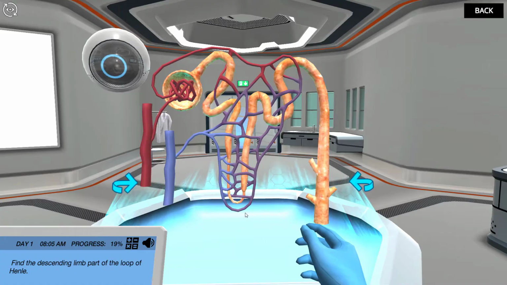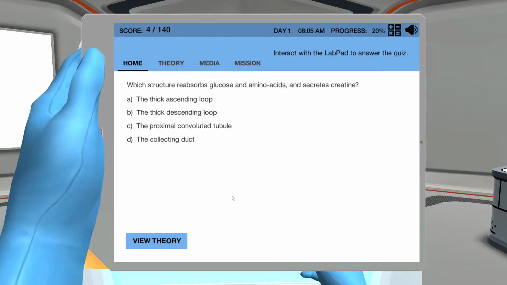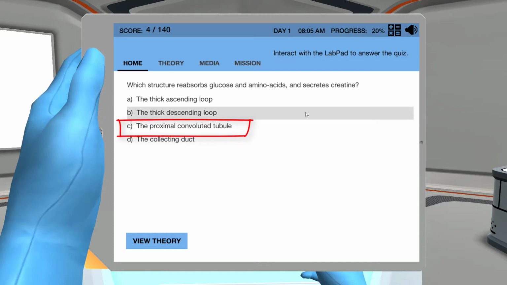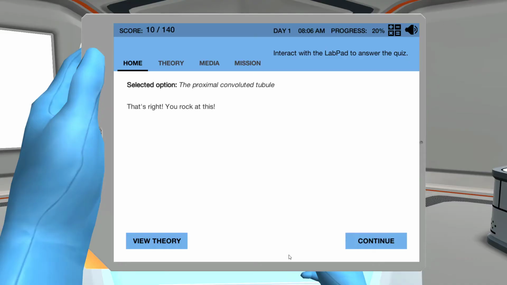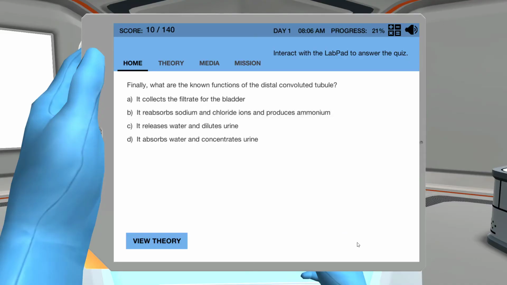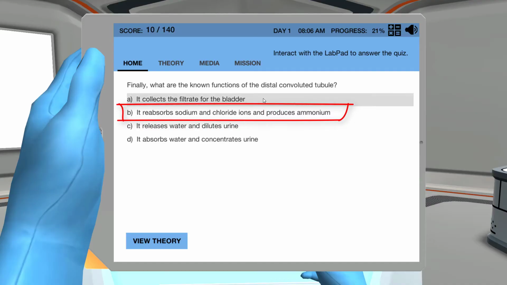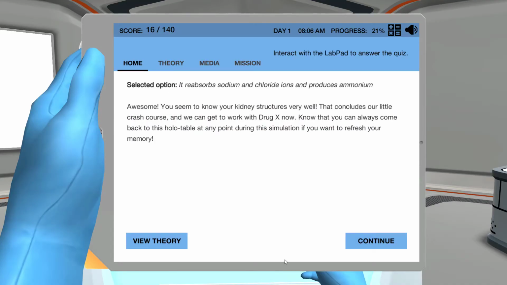Find the descending limb part of the loop of Henle. Which structure reabsorbs glucose and amino acids, and secretes creatine? That's right, you rock at this. Finally, what are the known functions of the distal convoluted tubule? Awesome! You seem to know your kidney structures very well. That concludes our little crash course, and we can get to work with Drug X now.